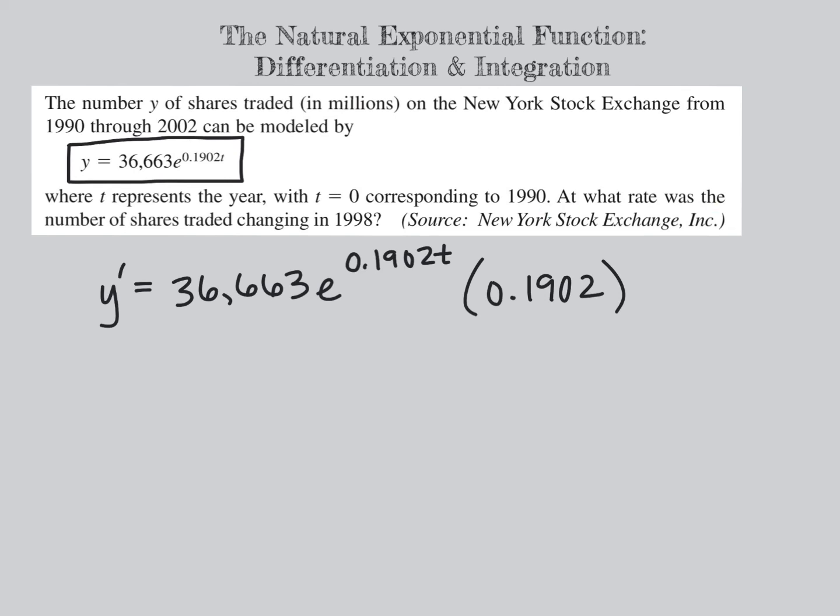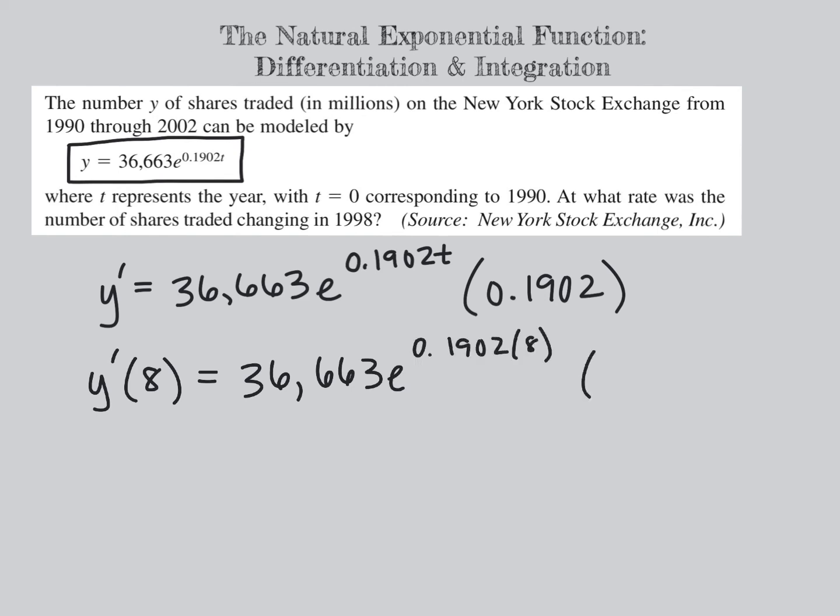asking us what was the rate of change in 1998. So basically, what is the value of the derivative when t is 8? So we're going to use our calculators to plug in 8 for t. So I'll have y prime, and we can, I guess, write it of 8. It's kind of weird notation, but that's okay. So we'll have e to the 0.1902 times 8, and then times 0.1902. We end up getting an output of 31,934.56.